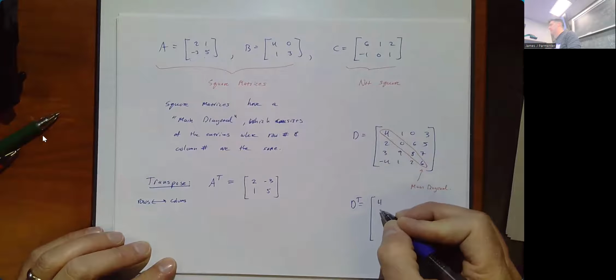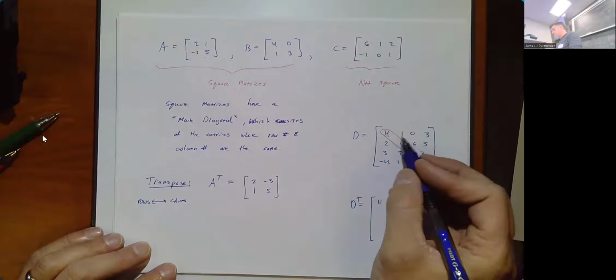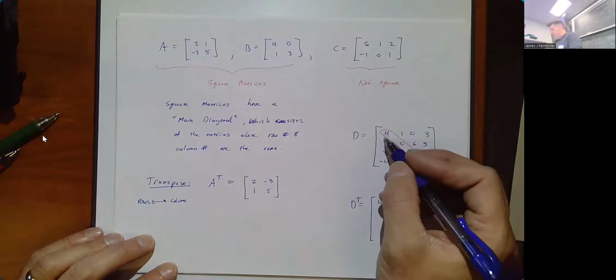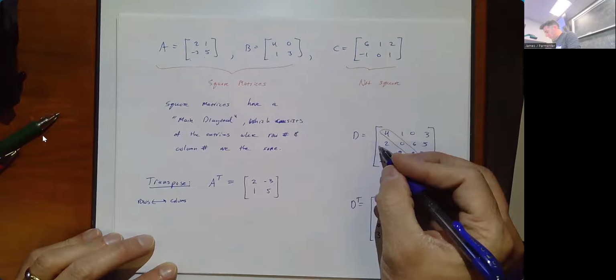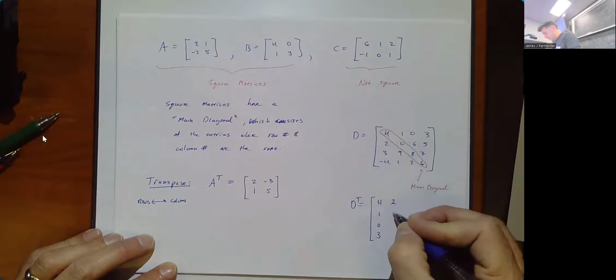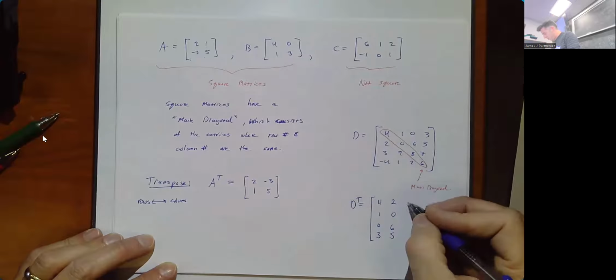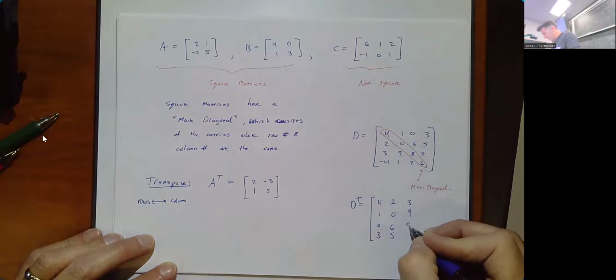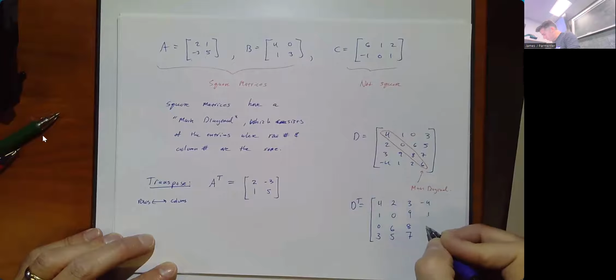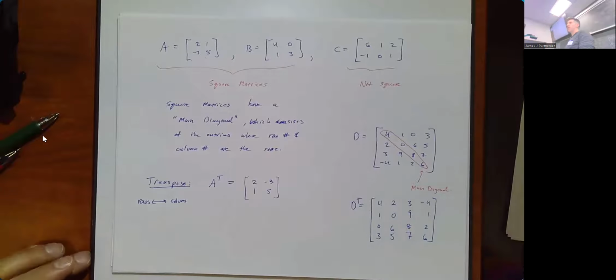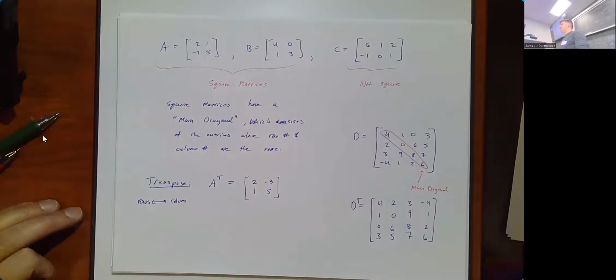is, for me, it's easiest to look at the row and write it as a column. So my row is 4, 1, 0, 3, my column is 4, 1, 0, 3. My second row is 2, 0, 6, 5, my second column is 2, 0, 6, 5. Third row, 3, 9, 8, 7, third column, 3, 9, 8, 7. Fourth row, fourth column. To me, that is the easiest way to transpose a matrix. Just read the columns and write them down as rows, or read the rows and write them down as columns, whichever way makes more sense to you.